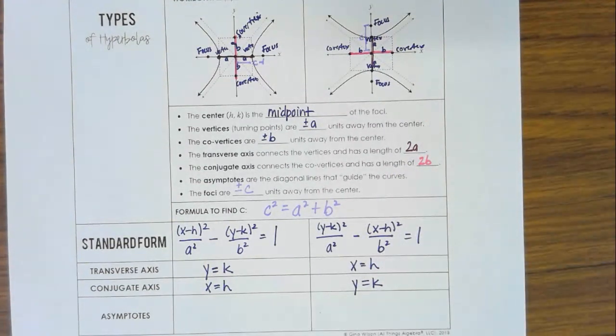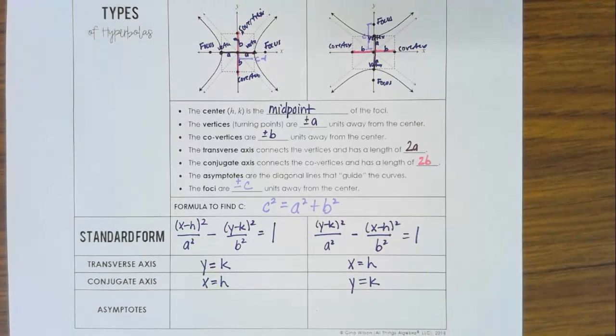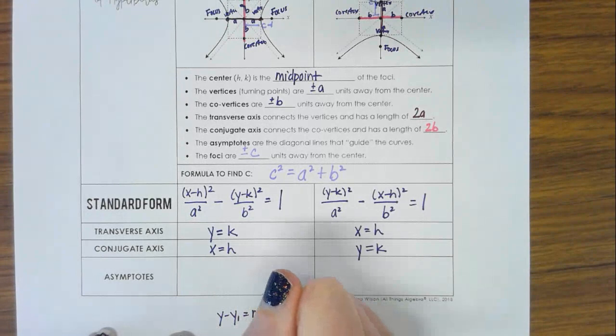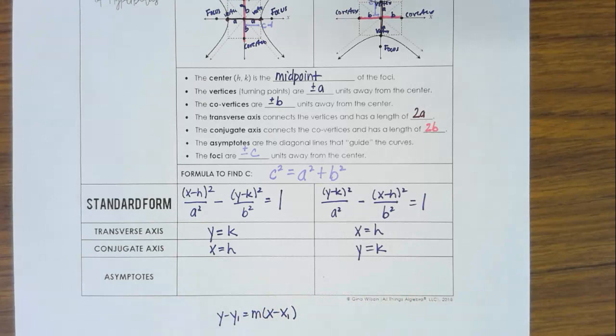And then finally, the last thing we're going to end up using as we're identifying our characteristics is our asymptotes. If you know your point slope formula, our point slope formula looks like this. We're going to write our asymptotes using the point slope formula. And instead of using any point we want for x1, y1, we're always going to choose the center point. So this is always going to be h, and this is always going to be k.